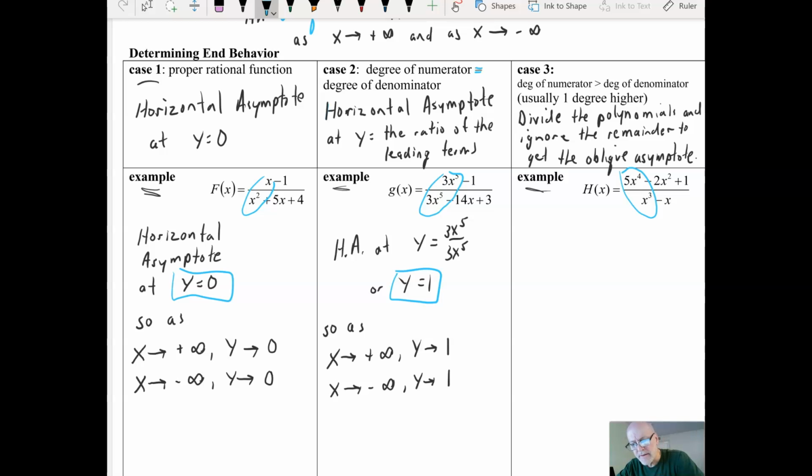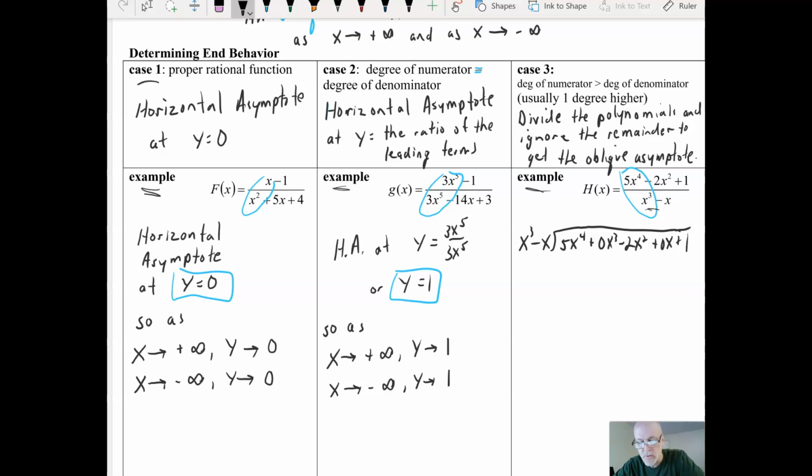Okay, so we're going to do long division here. So we're going to set this up for long division. So x to the third minus x gets divided into 5x to the fourth. And just put those zeros in there. So 0x to the third minus 2x squared plus 0x plus 1. All right, so let's go ahead and do the long division. We can't do synthetic division here because our denominator is not of the form x minus c. That's the only time we can do synthetic division.